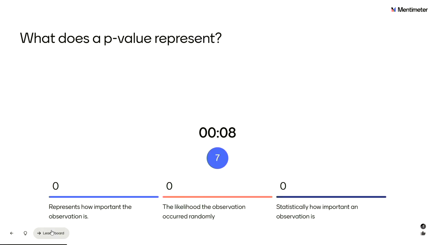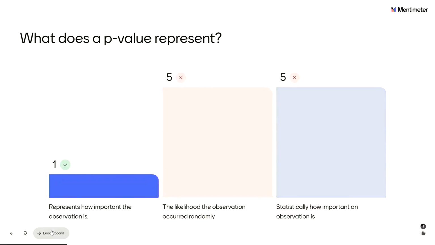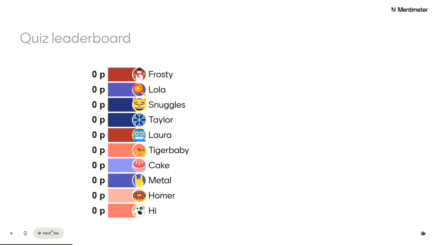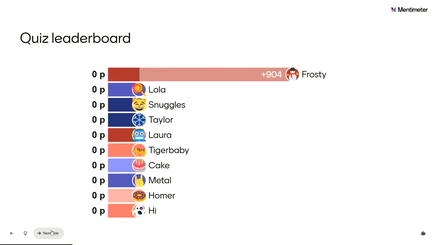So we've got, what does a p-value represent? It represents how important an observation is, the likelihood of the observation occurring randomly, or statistically how important the observation is. Oh, that's interesting. I think I might have messed up here on this one, sorry. I apologize.